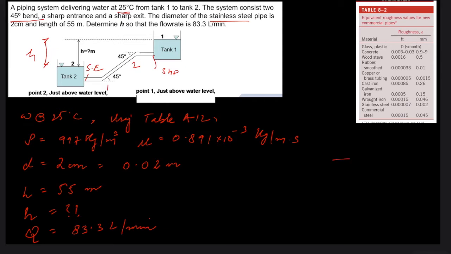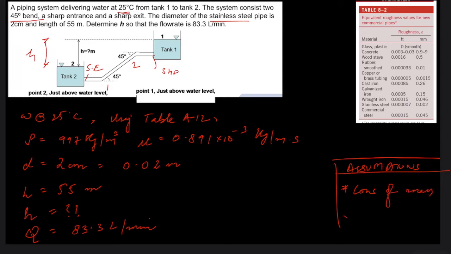Now for solving piping systems, it is important to make the assumptions. The assumptions are that we have conservation of mass, and the second assumption is that the pressure drop between two junctions is the same, between two junctions at any path. So this is the given data.